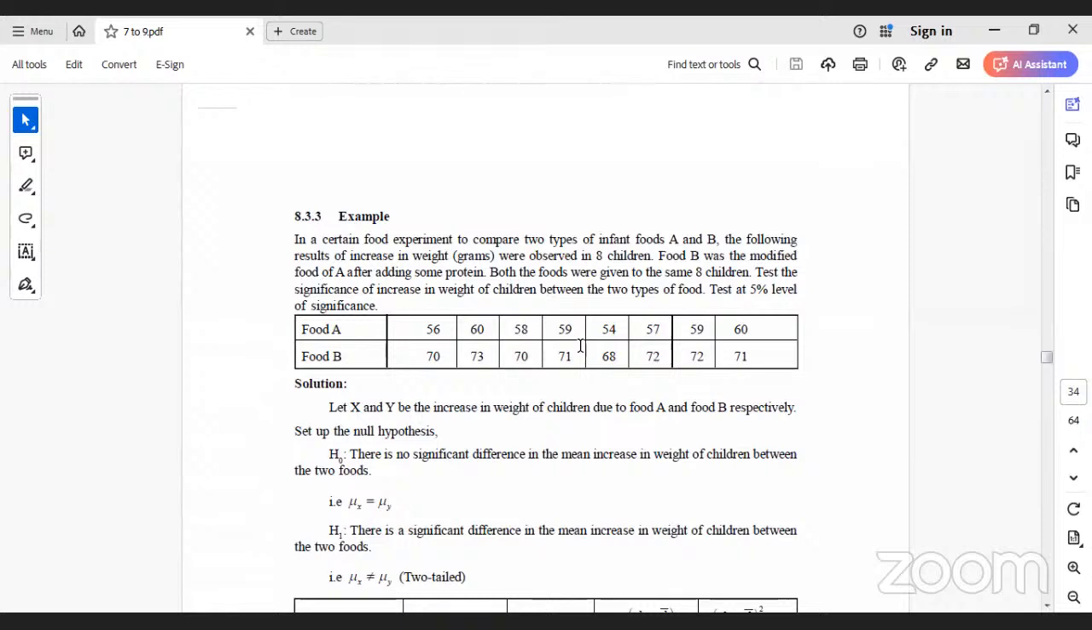In a certain food experiment to compare two types of infant foods A and B, the following increases in weight were observed in 8 children. Food B was modified food A with some protein added. Both foods were given to the same 8 children. Is there a significant difference in the increase in weight of children between the two types of food? Test at 5% level of significance.